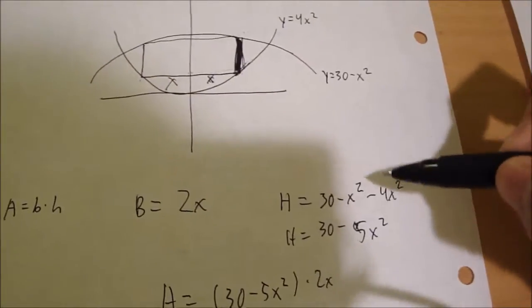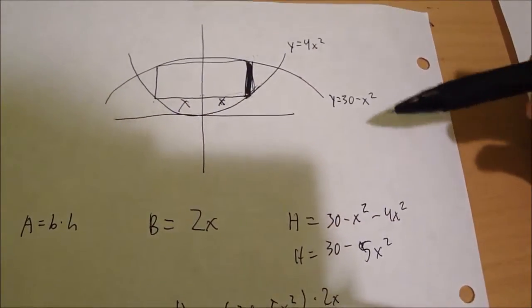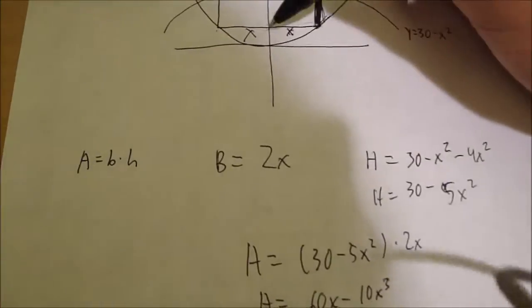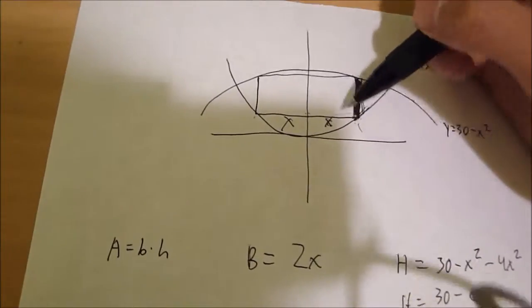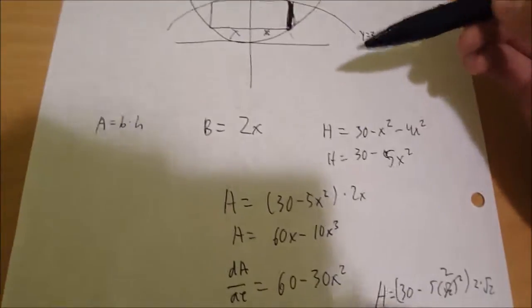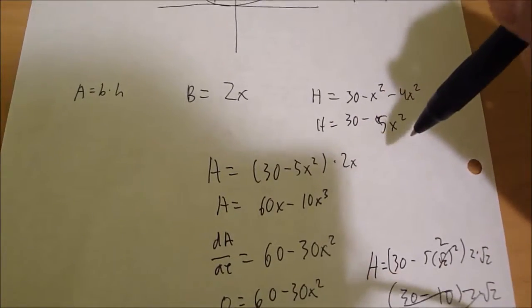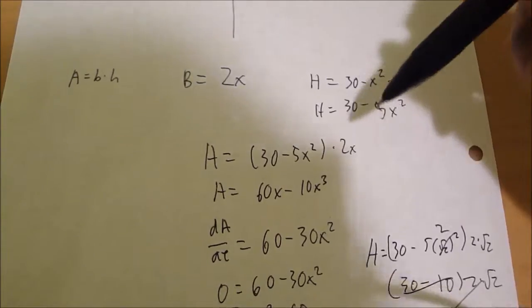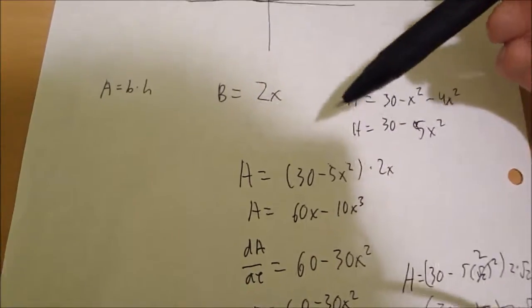So then you get height equals 30 minus x squared minus 4x squared, which is 30 minus 5x squared simplified. Now the distance from here to here is going to be x. So if you multiply that by 2, it's going to be 2x. So the base is 2x. So then the area is just multiplying these two together. And then you get 60x minus 10x cubed equals the area of the rectangle.